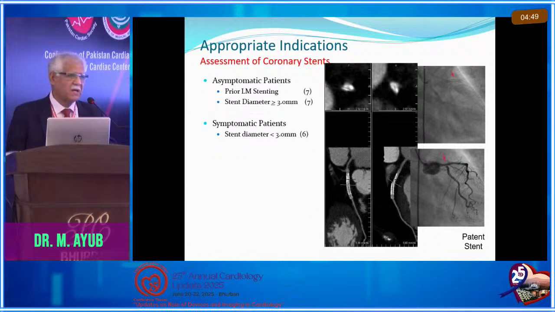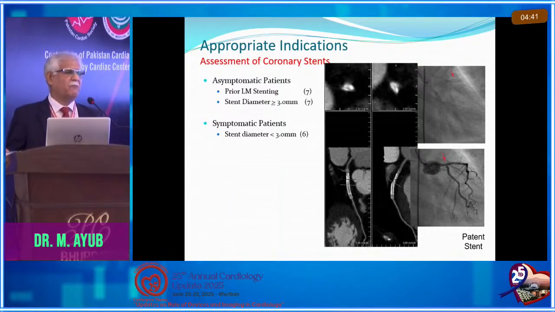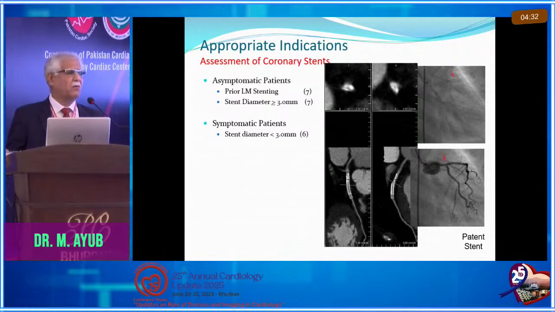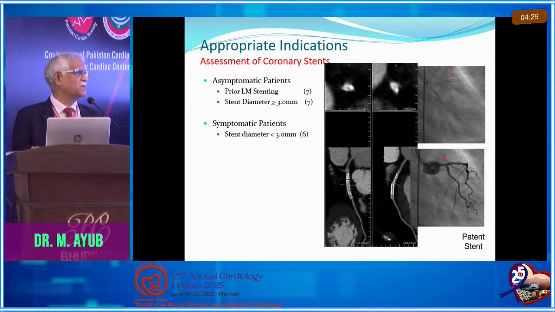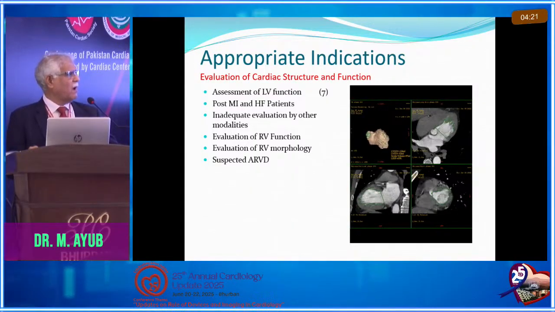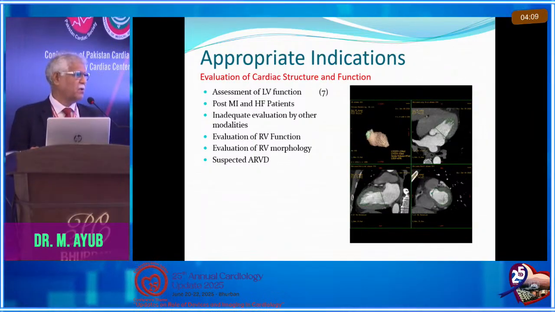Then in patients with stents, this test is not very good, but you can use CT coronary angiography for left main stenting and for stents bigger than 3 mm. But for smaller stents, this test is not very good and you are not able to visualize what is inside the stents. CT coronary angiography can be used for assessment of cardiac function, especially when the information from echocardiography is incomplete. Otherwise, this may be complementary information in patients undergoing CT coronary angiography.